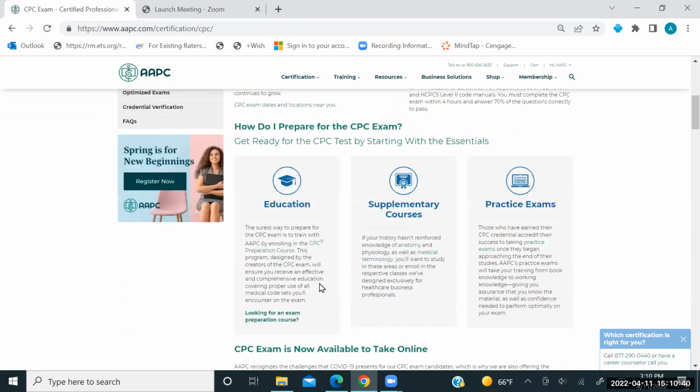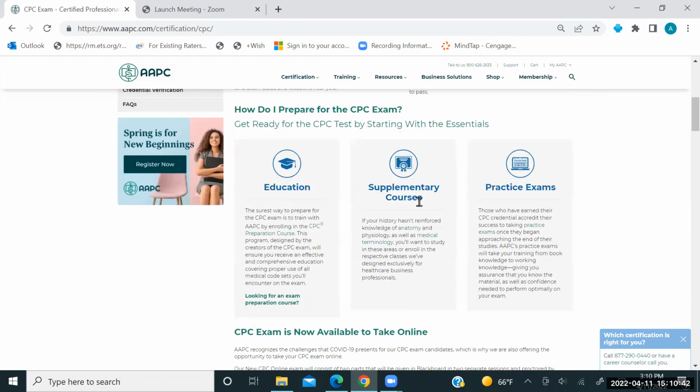It includes some stuff about supplementary courses and education. There's even links to practice exams. Some of those are going to be paid resources. So if you complete your studies with Cowley and feel like you need some extra support or help, you can definitely purchase that through the AAPC. There are some free resources as well. If you research it, there's a couple of free study guides and things like that that you can get through the website as well. But lots of great information here.